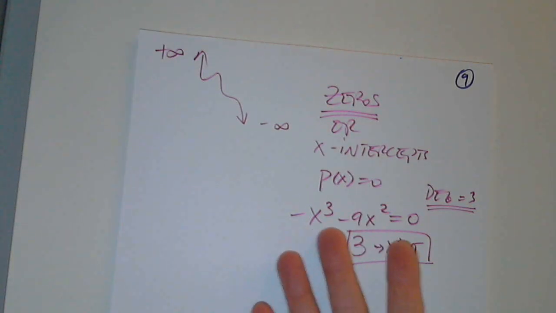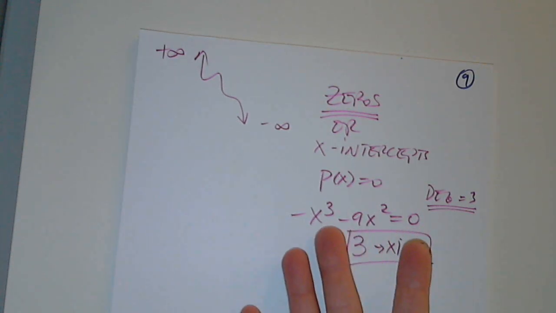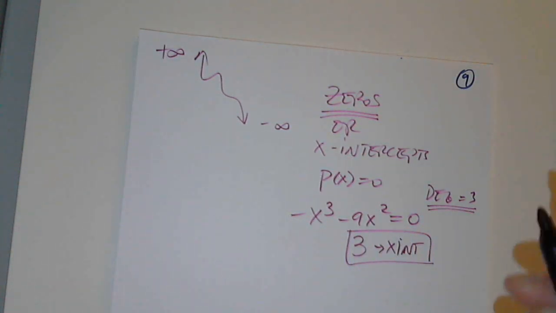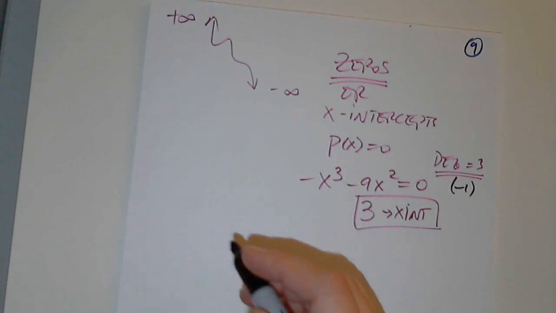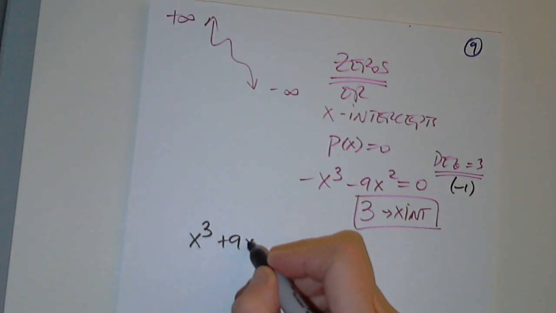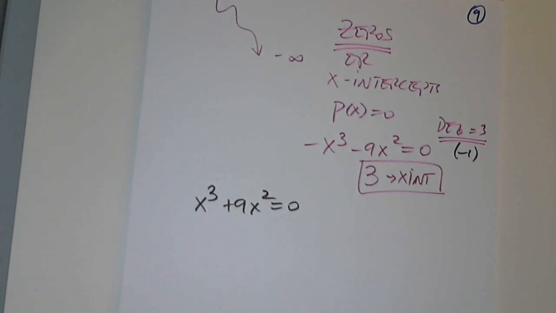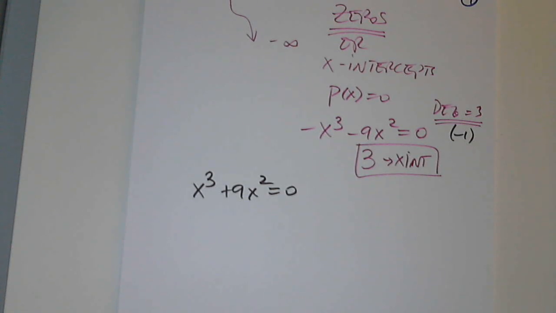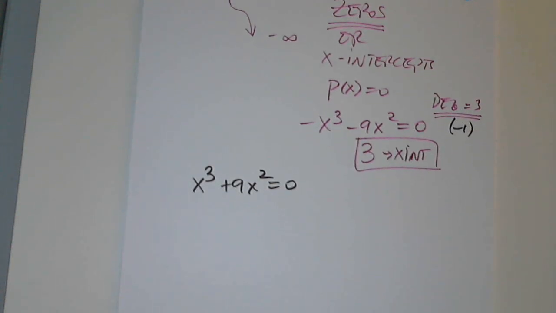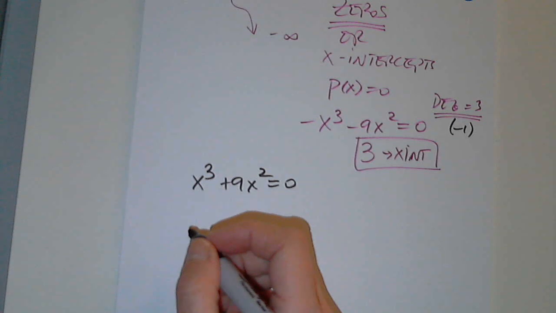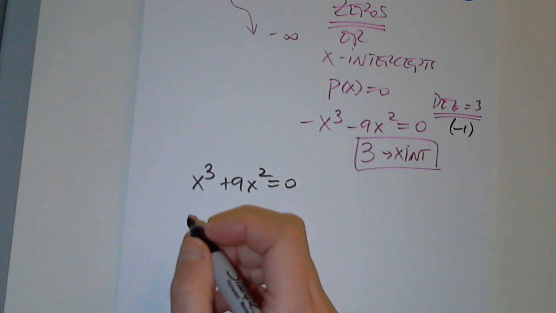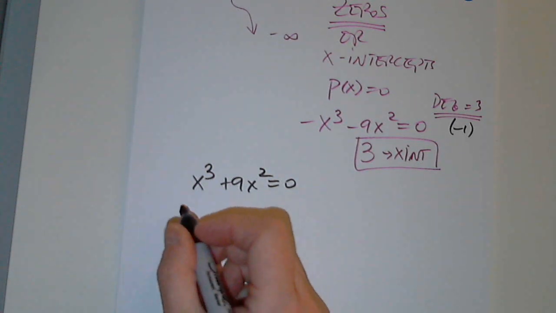Okay. First of all, I refuse to solve any equation with a negative leading coefficient, so I'll multiply by negative 1. So then I have x cubed plus 9x squared equals 0. What will be the next step? Obviously, I would factor, absolutely. What do we factor out? Anyone? Oh, x squared. Excellent.